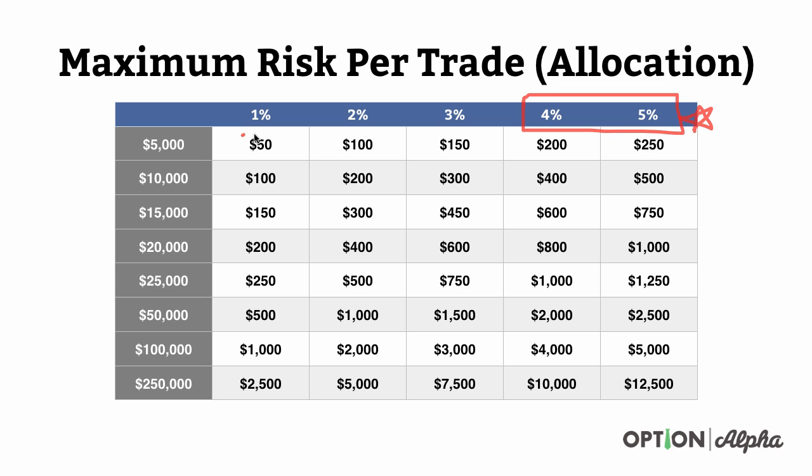But otherwise, I want to stay in this 1 to 3% zone, because I don't need to allocate a lot of money per trade to make a decent return at the end of the year.